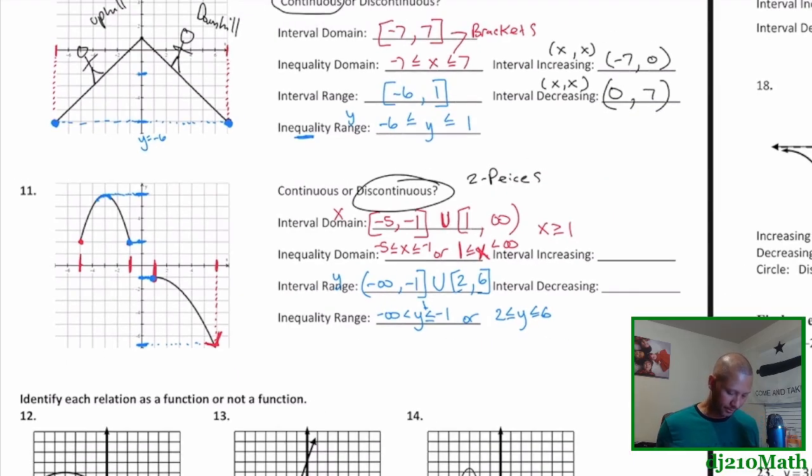Okay. So I'm going to erase because it's going to start to get cluttered, because we're going to talk about increasing, decreasing. So you have to think about this, right? Increasing is uphill, from left to right. So uphill, from left to right.